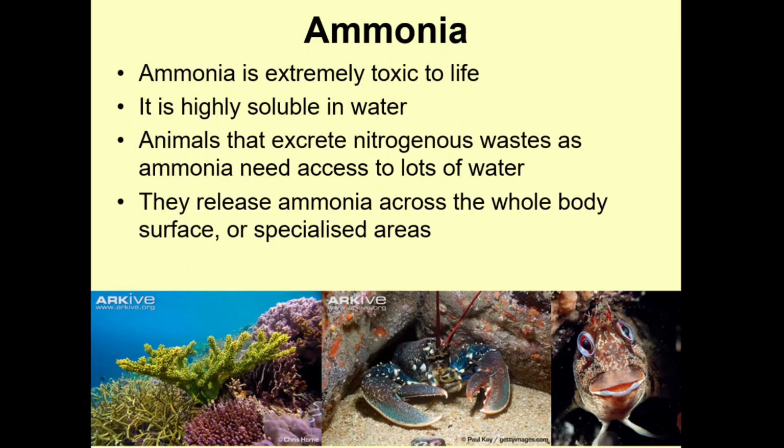So they will often have specialized body surfaces that will enable them to get rid of this ammonia. So they release ammonia across the whole body surface or specialized areas. If we're looking at things like corals, well, they can let ammonia diffuse across their whole tissues. Or if you're looking at something like the tompot blenny over here, the majority of their ammonia is excreted across their gills. So something in the region of 70% of their ammonia is excreted across their gills, and then the rest is lost in urine and feces.